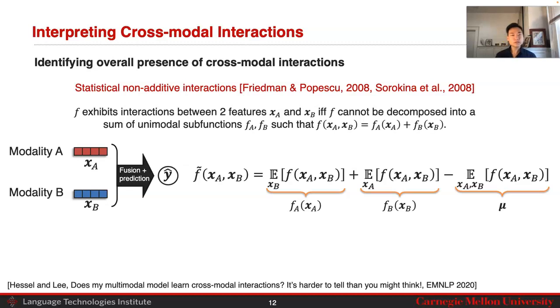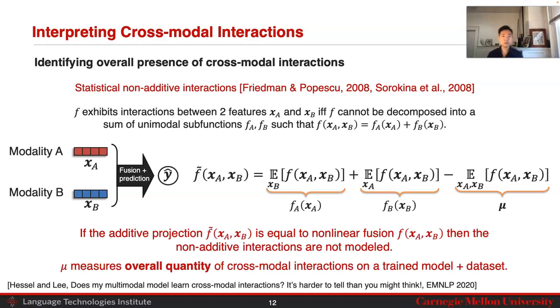And for the first sub-challenge of representation, we've already seen a glimpse of how this can help. We can take an arbitrary function f, perhaps learned through these multimodal models, decompose it into these unimodal subfunctions fa and fb, and look at the residual. The residual mu basically measures the amount of cross-modal interactions that exist in these models. If the additive model is equal to the nonlinear model, then these non-additive interactions are not modeled. Otherwise, mu captures the overall quantity of the cross-modal interactions on this trained data set and model.